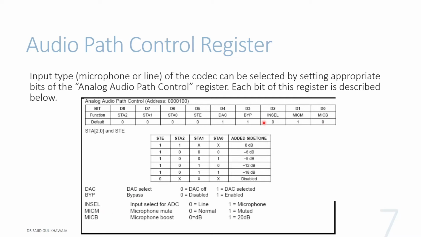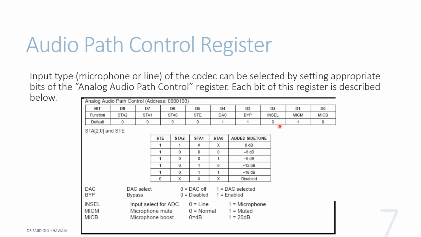Bit number 2, D1, deals with microphone mute. This is an important bit because whenever we are going to deal with the microphone, we do not want the microphone to be muted. So in order to unmute the microphone, we need to set D1 to 0. Whereas if we want to mute the microphone, this bit has to be set to 1. Unfortunately, the default settings are such that the microphone is muted by default. So if we are going to utilize the microphone, we need to set this bit to 0.